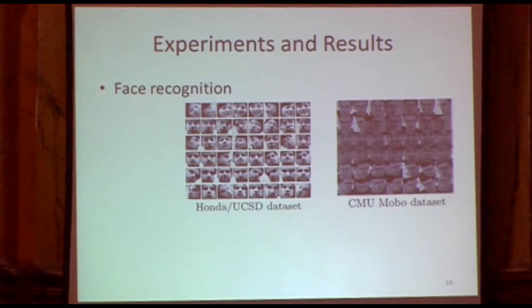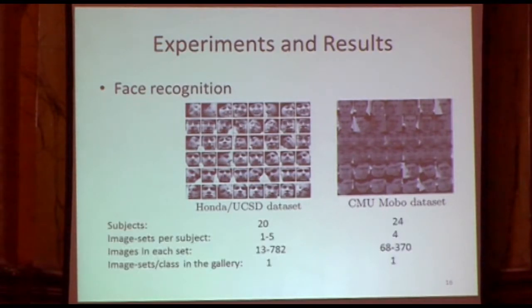So the proposed algorithm is applied to 3 different classification tasks: face recognition, periocular biometric recognition, and object categorization. For face recognition, we use the Honda UCSD database and the CMU motion of body dataset. These datasets contain videos of a face where the person's head moves around, and these are the details of the database. So we use only one image set for each person in the gallery.